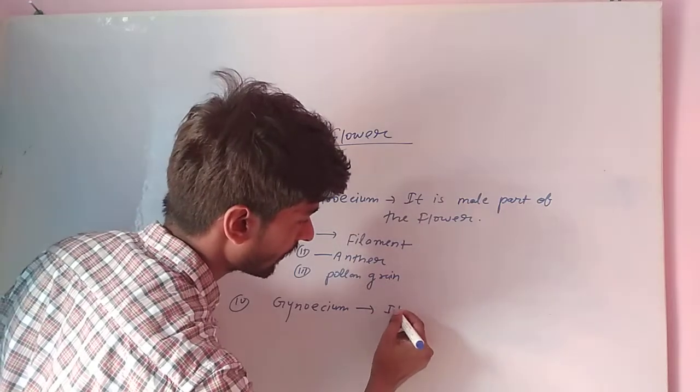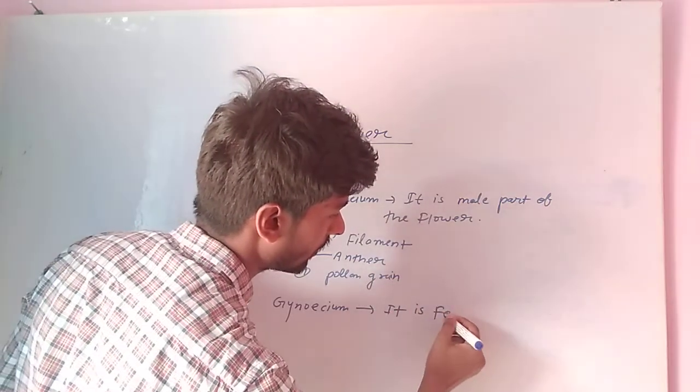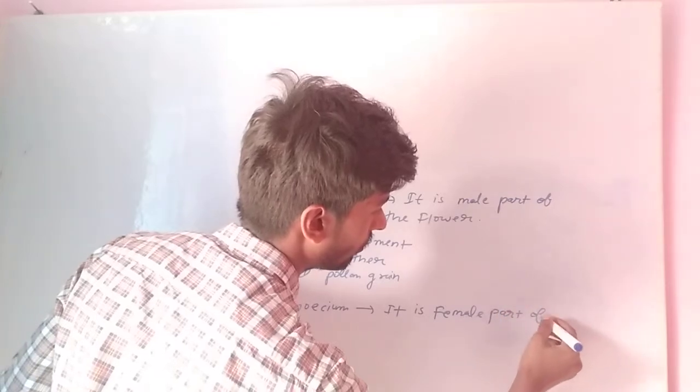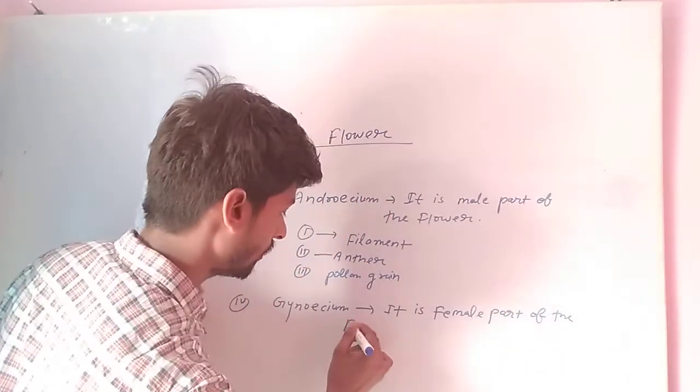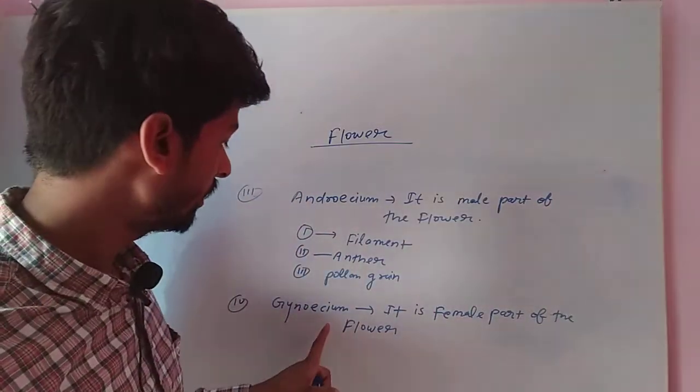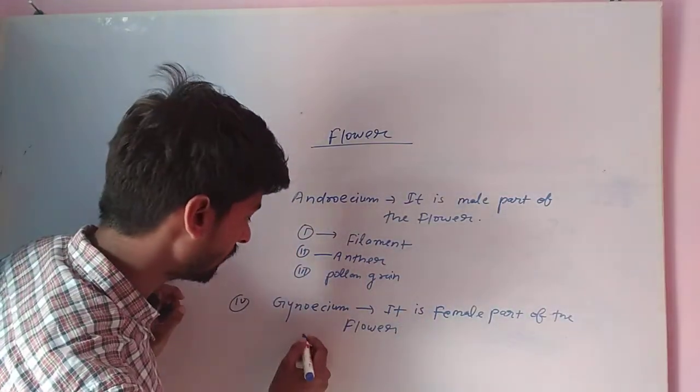It is the female part of the flower. There are three parts of the female part of the flower.